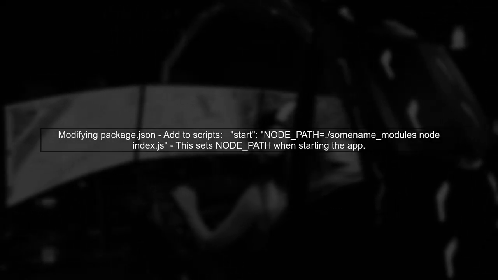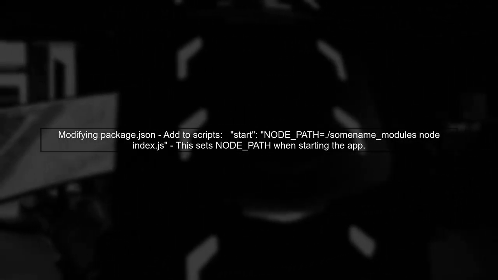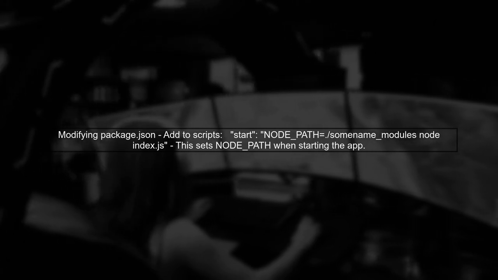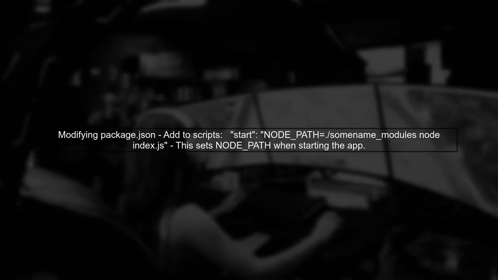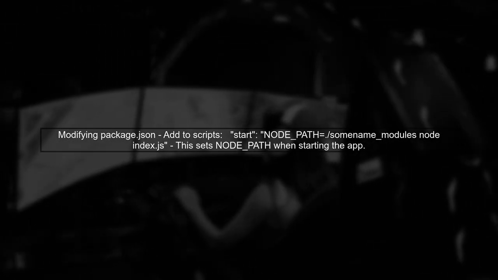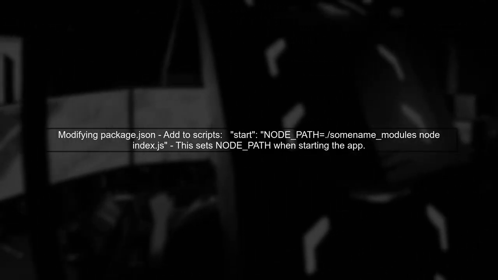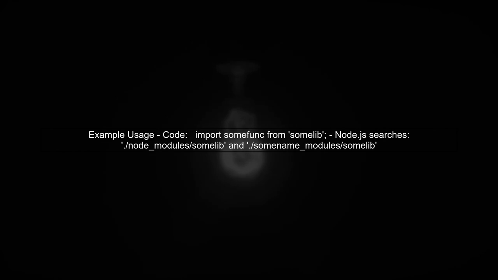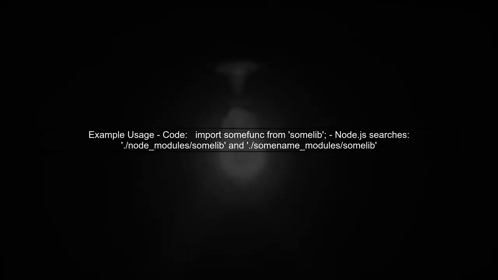Alternatively, we can set the NODE_PATH directly in our package.json file. This method is useful for ensuring that the path is always set when running our application. Now, when we use import or require, Node.js will check both node modules and SumName modules for the specified library.